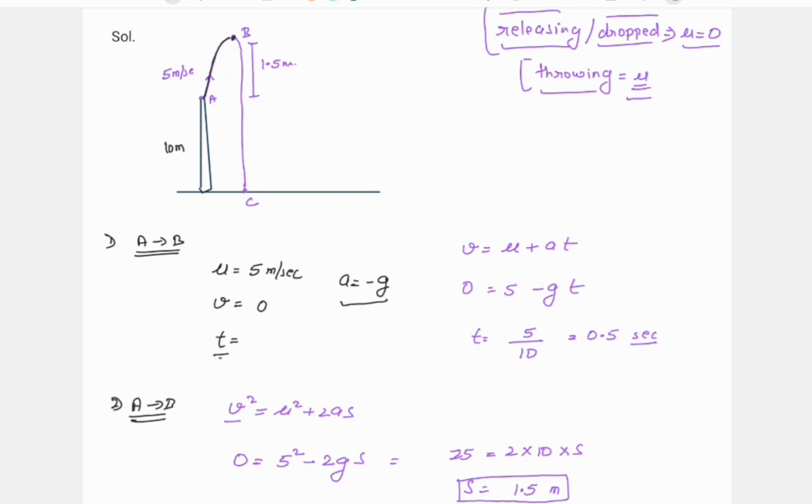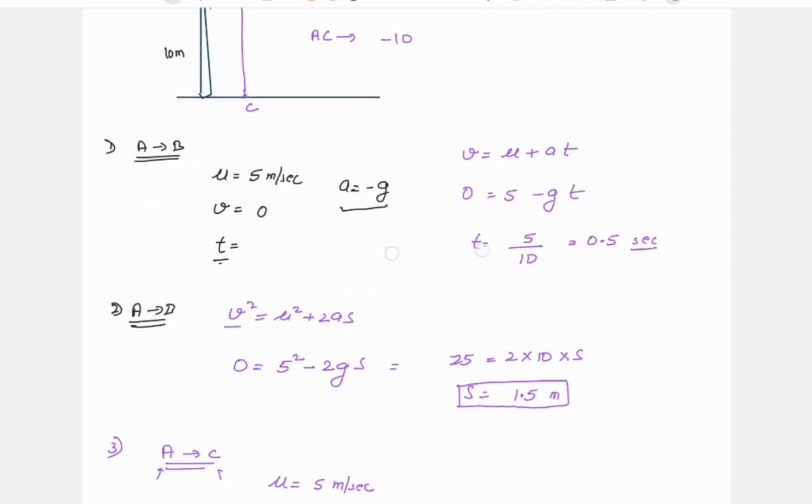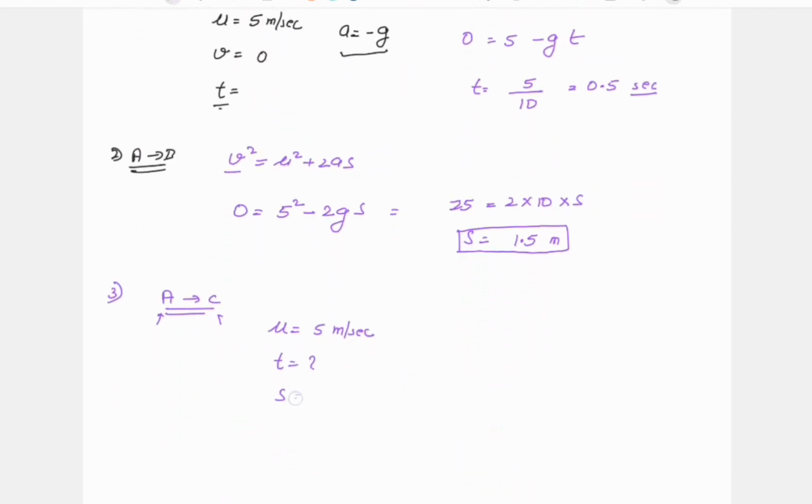The displacement is the minimum distance between 2 points. Now it means displacement between A to C is 10 meters. Is it minus 10 or plus 10? I will write minus 10. Why? Because from A to C I am traveling downward. It means S is minus 10 in this case, and we know the acceleration is going to be minus g.